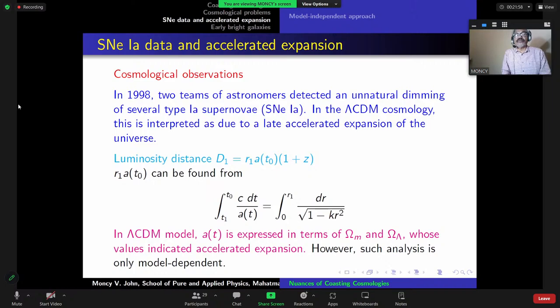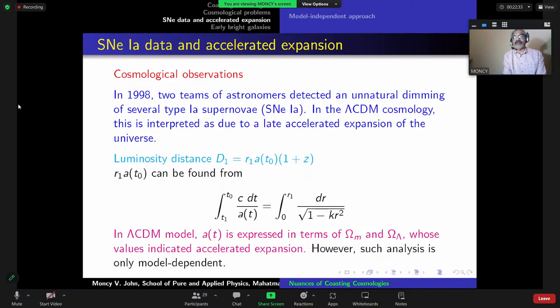To see how it reaches that conclusion, let us look at this equation for the luminosity distance. We have to do this integral, and inside this integral, you have to put the expression for scale factor as a function of time. In the lambda CDM model, a(t) is expressed in terms of omega m and omega lambda. And the analysis gives values of omega m and omega lambda that indicate accelerated expansion.